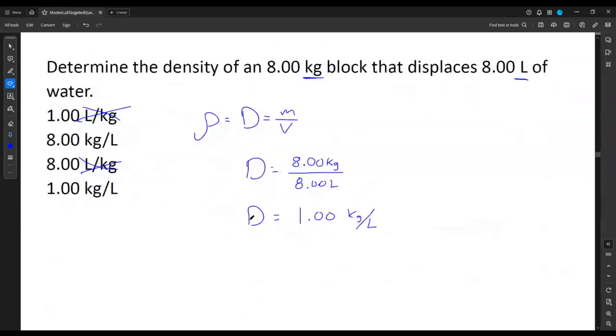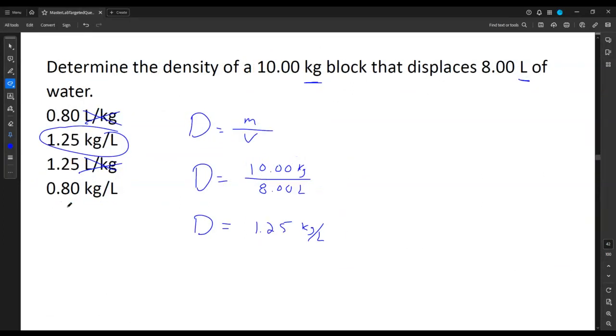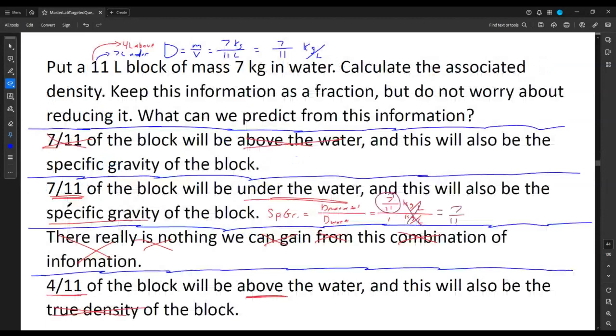Then yeah, I thought I forgot to circle one. There we go. All right, now it won't bother me anymore.